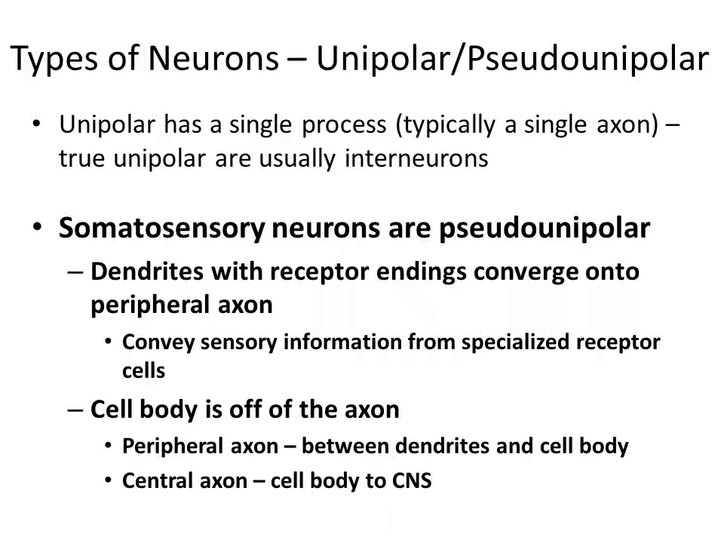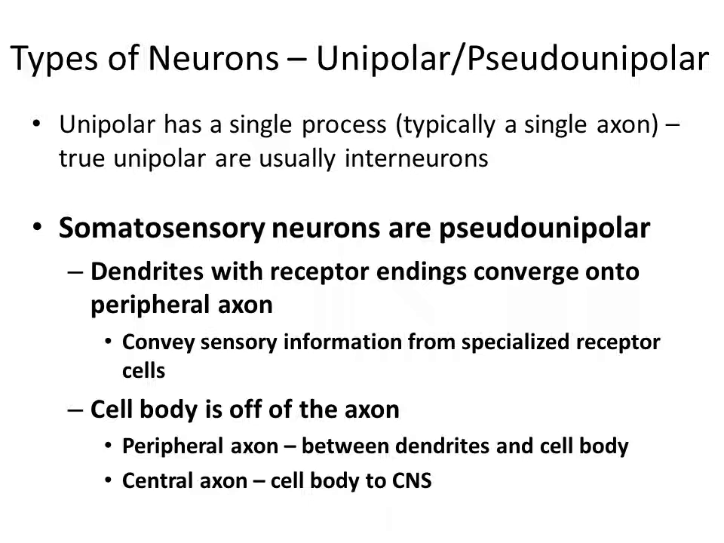So those axons separate. One goes out to the periphery where it has dendrites on the end, and these dendrites have special receptor endings. The other goes into the central nervous system where it's going to synapse on another cell or cells within the central nervous system. The axon that is out in the periphery with the special receptor endings is called the peripheral axon. The axon that is going into the central nervous system is called the central axon.